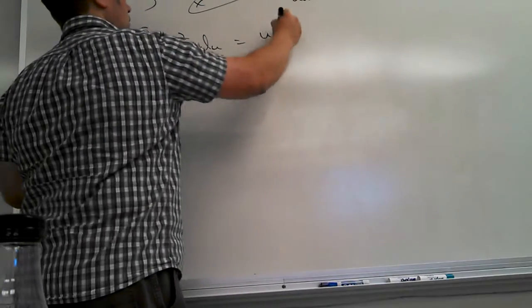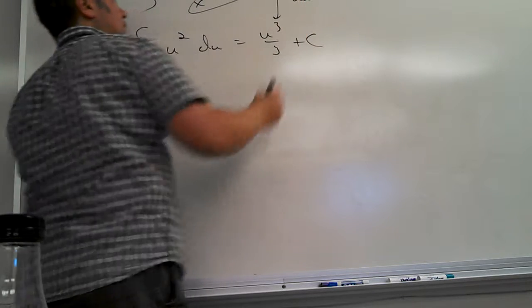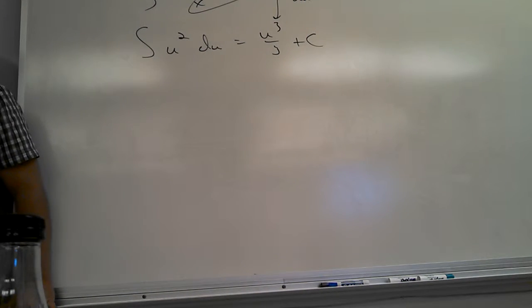Now, when you integrate that, you get u cubed over 3 plus c, and then you just put back in the ln x. You're done. Fantastic. It's almost too easy. You're like, that can't be right. It's totally right. How do you always check yourself?